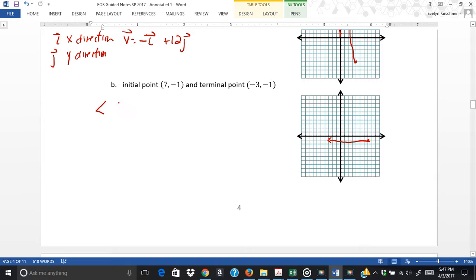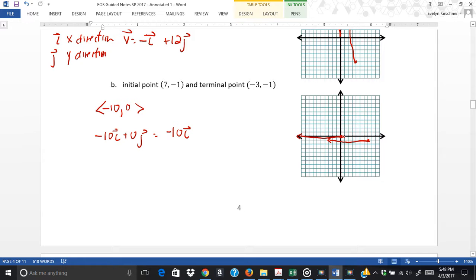And I want to find my component form. So it's going to be negative 3 minus 7, which is negative 10, and negative 1 minus negative 1, which would be 0. So if I want to write it with the i's and j's, it becomes negative 10i plus 0j, or just negative 10i. And if I want to graph it, it starts here and it ends here. It looks like that. So it's the same.